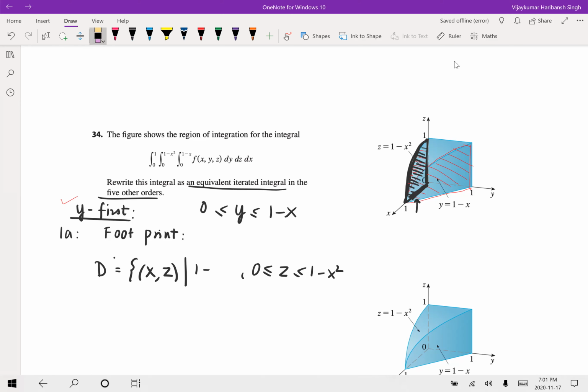And then what about your x? x goes from 0 to 1, right? So x goes from 0 to 1.